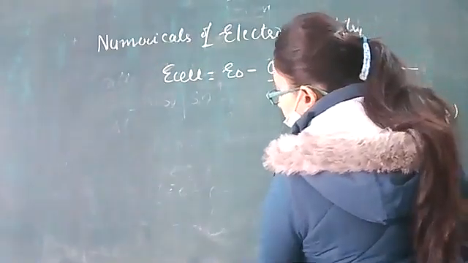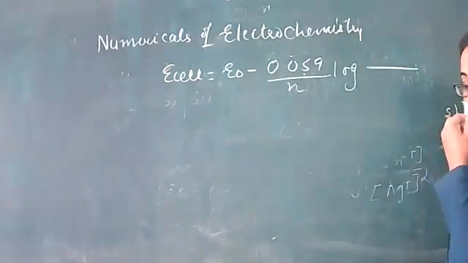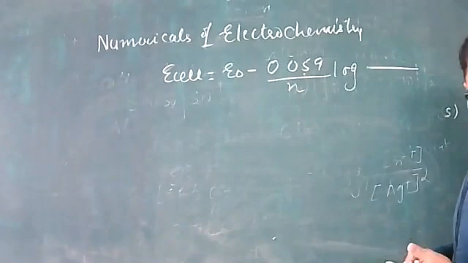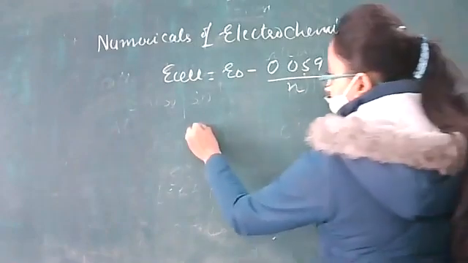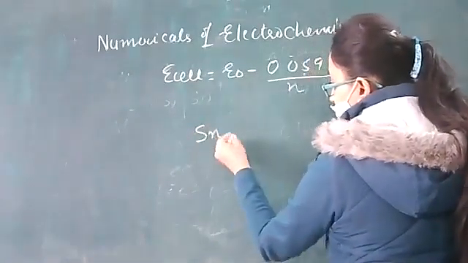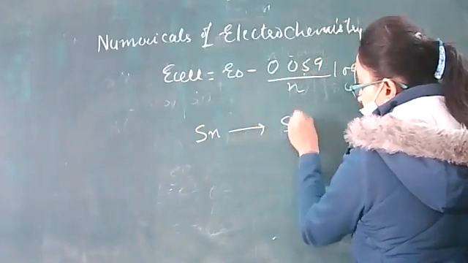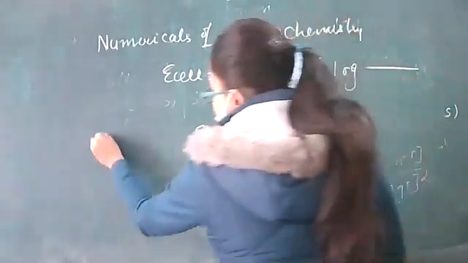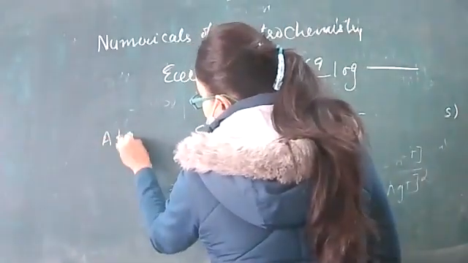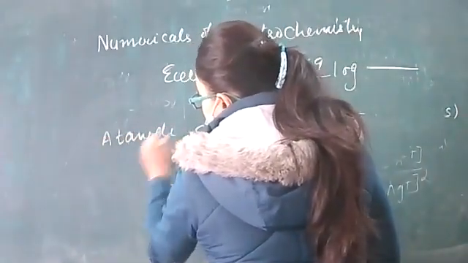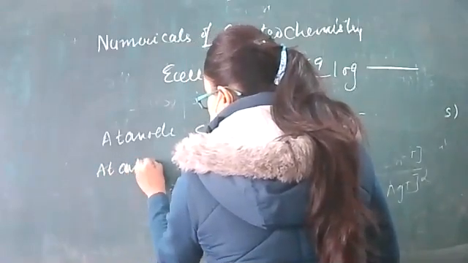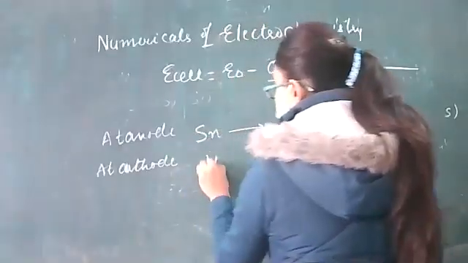So what is the anodic compartment? That is tin. Where is the tin going? It is undergoing oxidation, so at the anode it will change into Sn2 positive by the release of 2 electrons. This is at anode; at anode you show oxidation. Now at cathode there will be reduction.